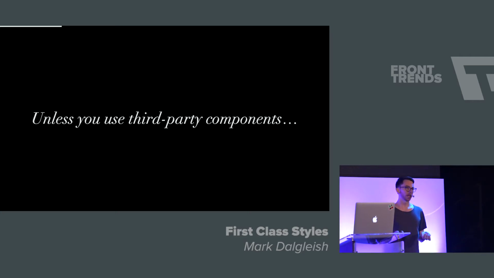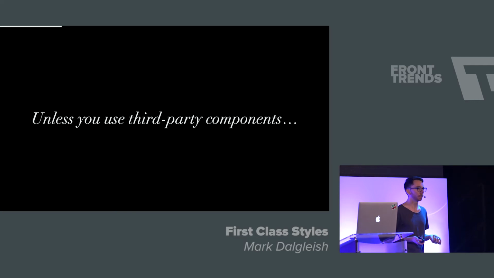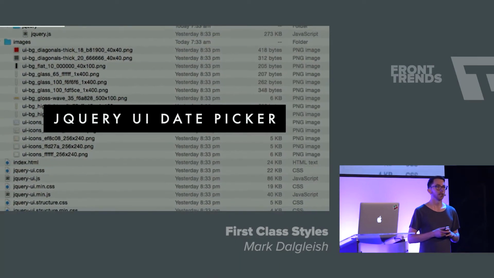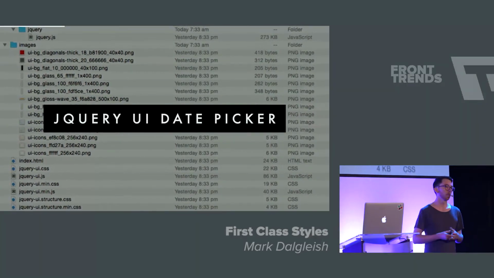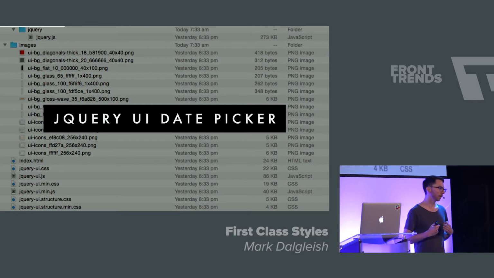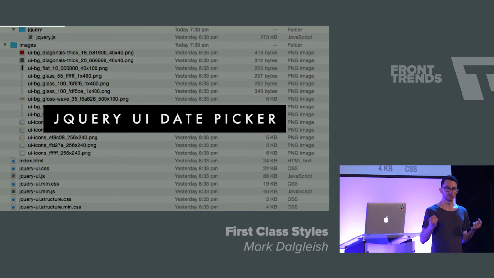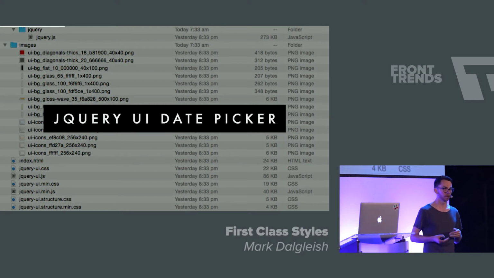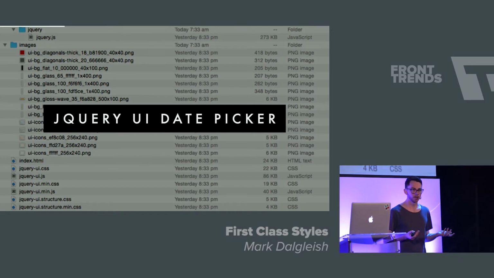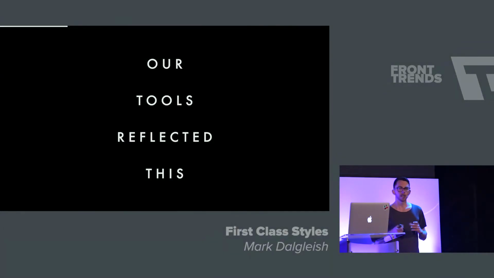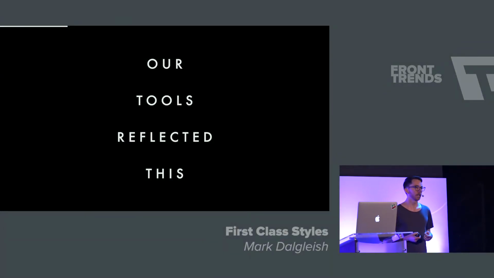Now this, of course, came crashing down the second we used third-party components. So if you take the canonical example of the jQuery UI date picker, probably the most widely used third-party component on the web, when you download the zip bundle from their website, what you would find inside is a variety of different asset types, lots and lots of files. You'd have lots of images, CSS, JavaScript, not to mention the custom HTML you'd have to include in your page to make it work. And our tools have reflected this mindset for a long time.